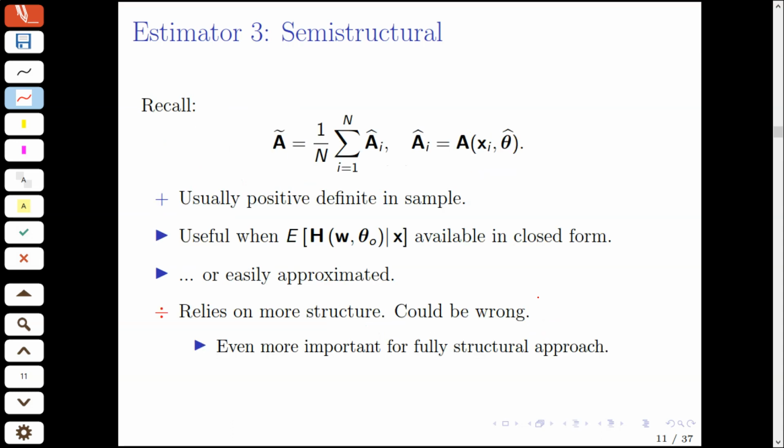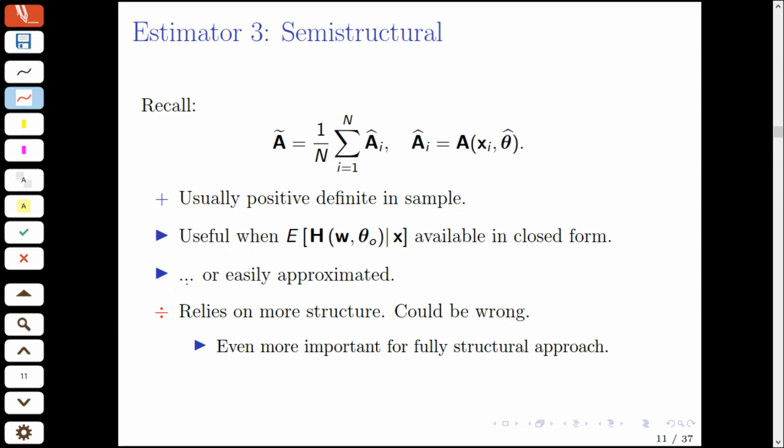Again, let's discuss this option in a bit more detail. So here I've again carried through our definition of this alternative A naught estimator from the previous slide. Now it turns out that under some mild assumptions, this estimator is usually positive definite in the sample, which is of course a major plus since we're trying to invert it. However, this is only a useful approach if we have some way of obtaining the A function, or to be specific, the conditional expectation of the Hessian in closed form. Or at least we should be able to obtain some approximation thereof in an easy manner.